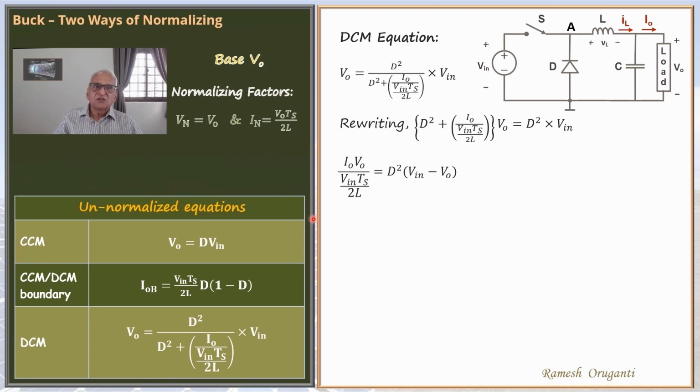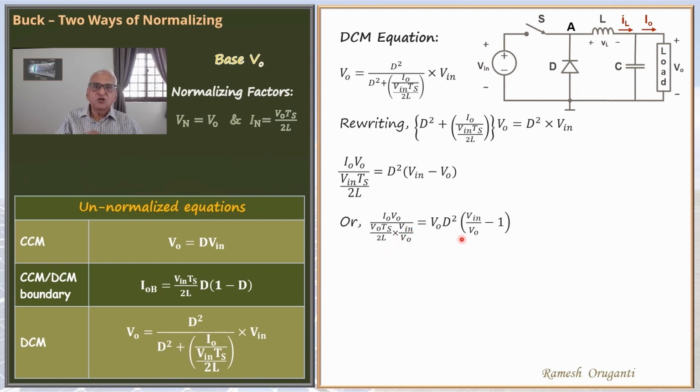On the right hand side, let us pull the V0 out. On the left hand side, in the denominator, we have Vin Ts by 2L. Multiply and divide that by V0. We are doing two things. On the right hand side, just pull the V0 out. On the left hand side, in the denominator, you have Vin Ts by 2L. Multiply and divide that by V0. When you do this, I0 V0 divided by V0 Ts by 2L times Vin by V0. Notice that I have multiplied by V0 and divided it by V0 here.